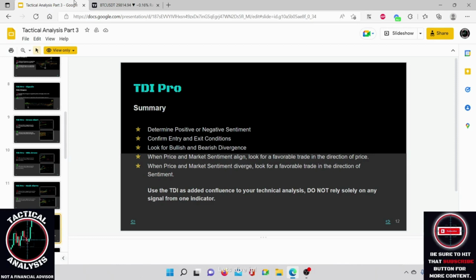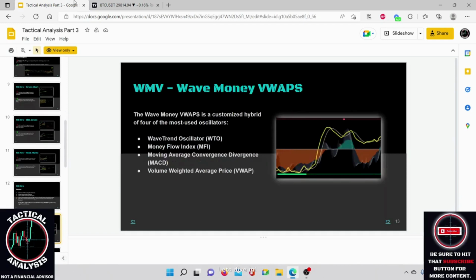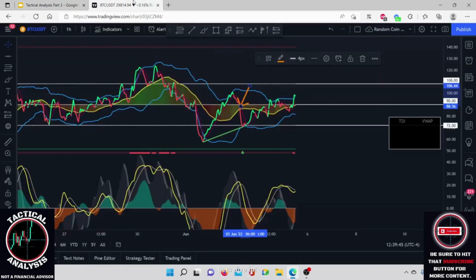We use the TDI, like anything else, as added confluence to your technical analysis. We do not rely solely on any signal from any one indicator. It's always confluence on top of confluence, which equals confidence. We say it over and over again: multiple levels of confluence. Let's dive into part 2 of the part 3, so to speak.